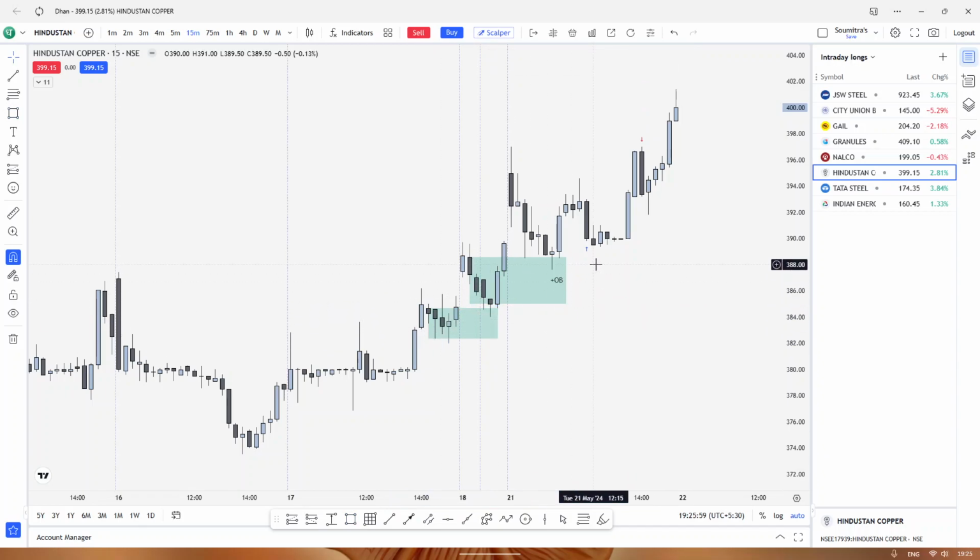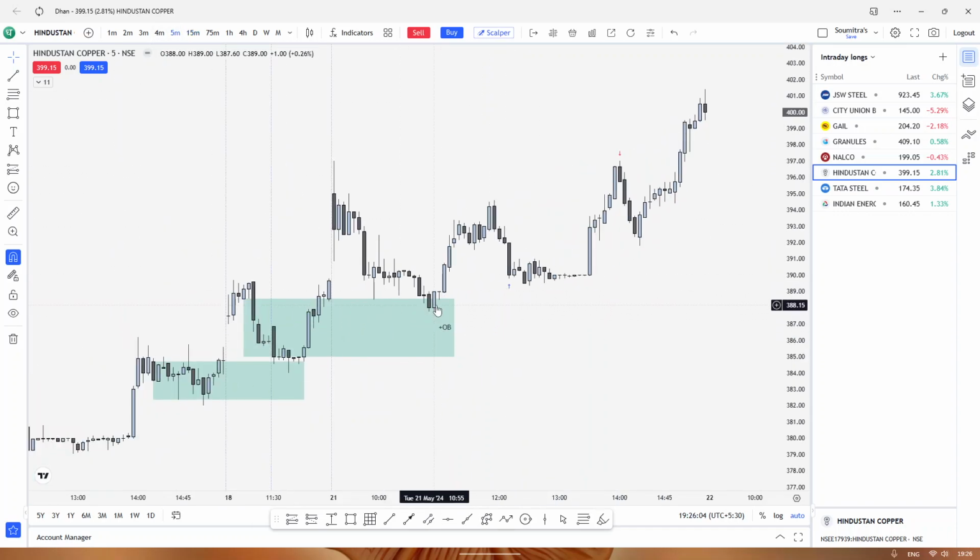So therefore everything lines up. That means now from this area we observe that we already have market structure shift here. This is a market structure shift because this high is responsible for producing this low, and so when this high is broken by this, we call it a market structure shift.